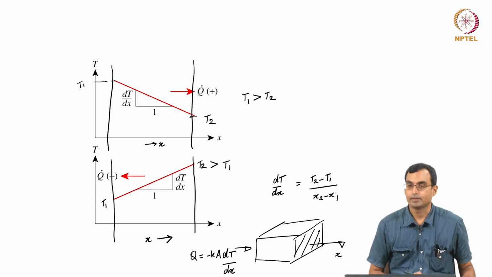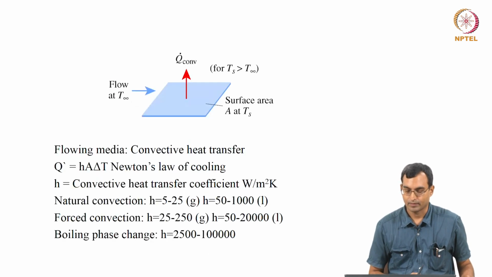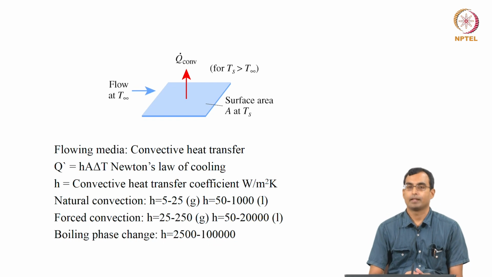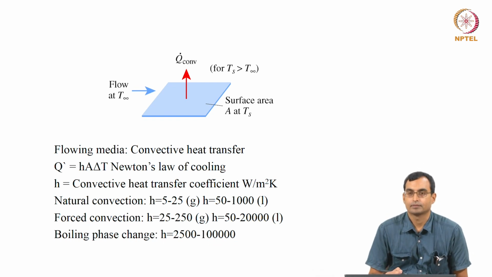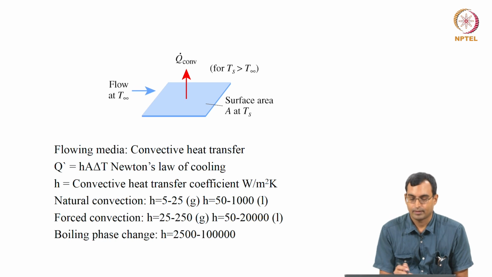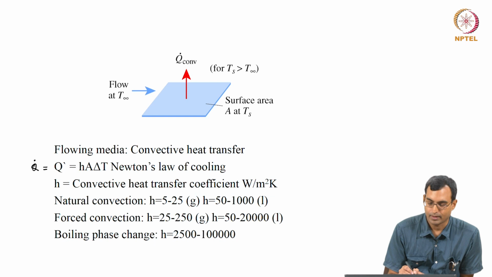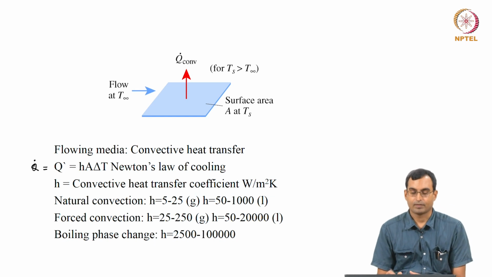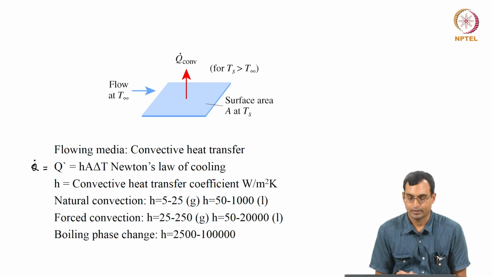In the case of solids, conduction is obviously one of the biggest modes of heat transfer, but in the case of flowing media like liquids and gases, we have convective heat transfer because there can be a velocity for the substance and the substance can flow. In that case the rate of heat transfer q dot is given as the convective heat transfer coefficient into the area into the difference in temperature, which we call Newton's law of cooling.